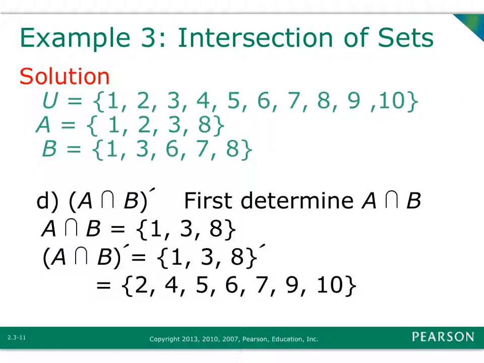In our last question, we had A intersection B prime. Well, we knew what the intersection of A and B is. We first determined that in part A, and we found 1, 3, and 8. Now we're looking for not the intersection of A and B, so all the numbers that are not in that set are going to be 2, 4, 5, 6, 7, 9, and 10.